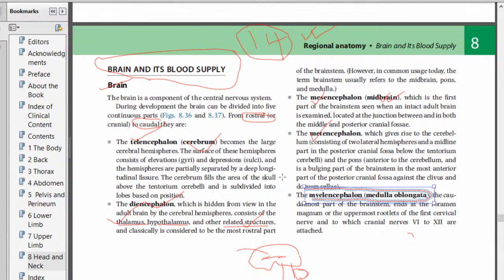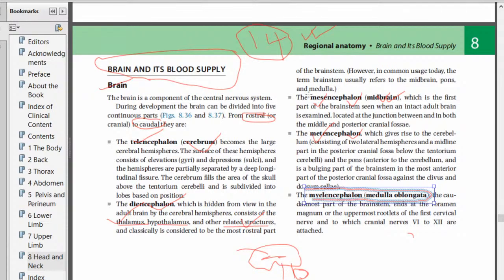So again, at first there is telencephalon, then diencephalon, then mesencephalon. After mesencephalon there is metencephalon. We need to remember it as follows: S comes before T, so mesencephalon comes earlier than metencephalon. Then there is myelencephalon; Y comes at the last.